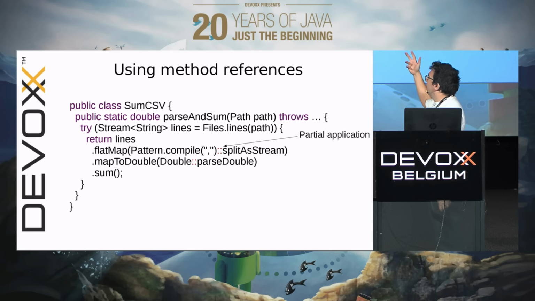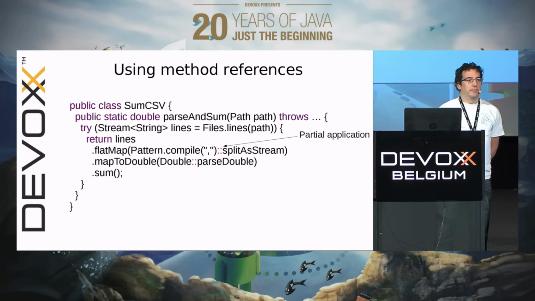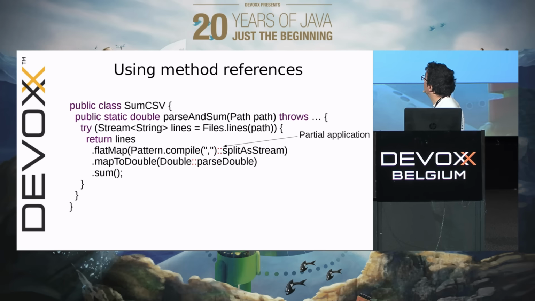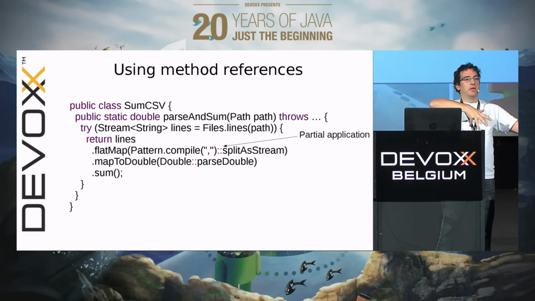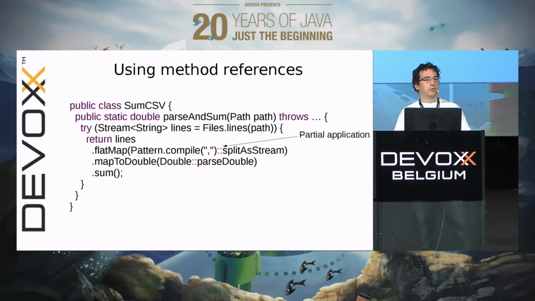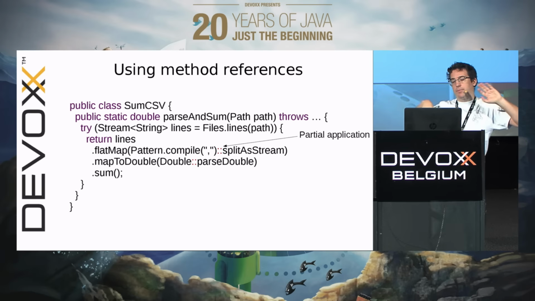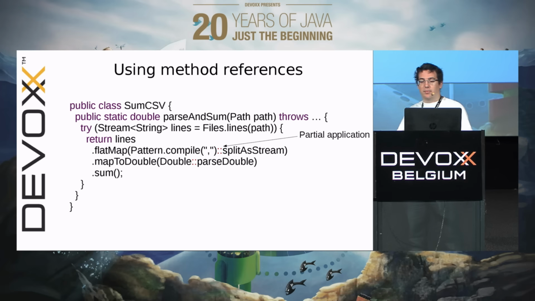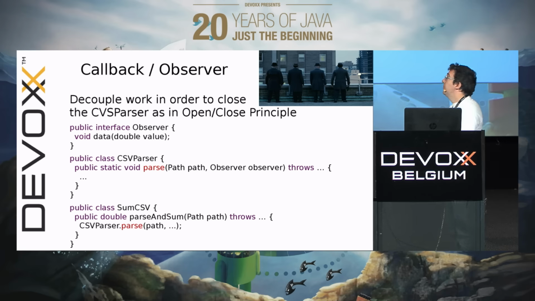Now that we have seen some funny Java code, in terms of design pattern, it's not really great code because this code does two different things. The first one is to transform all the lines into values, into doubles, and the second part is to sum the doubles. If we want to reuse the parser part, for example, we will have to separate the parser part and the part that does the sum. So this is basically the callback or the observer pattern.